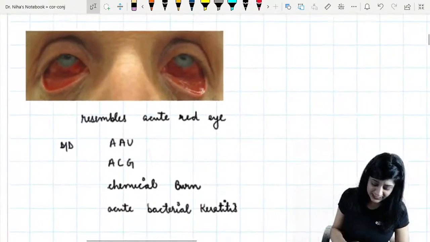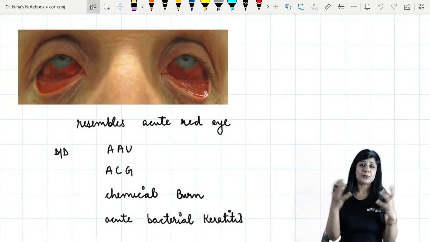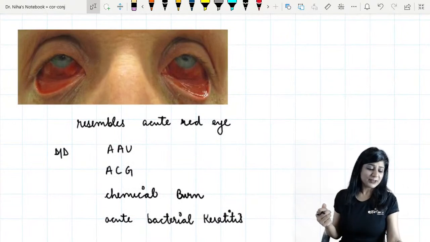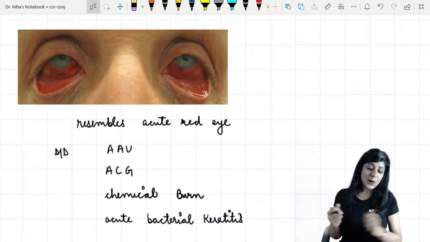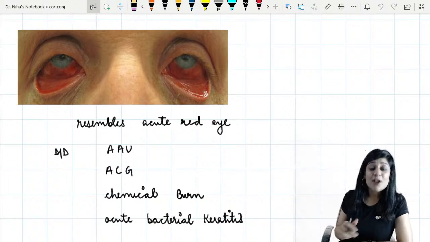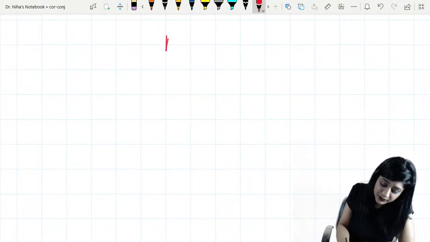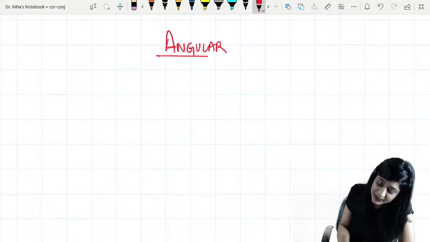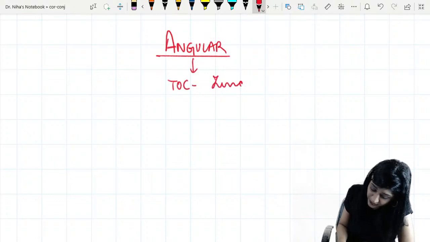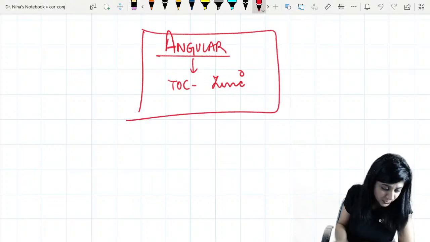Okay, now see this, a fiery appearance, right? Fiery red eye. No, topical antibiotics are not the treatment of choice. So always remember, guys, for the angular conjunctivitis, the treatment of choice is zinc. Always remember, very, very important question.